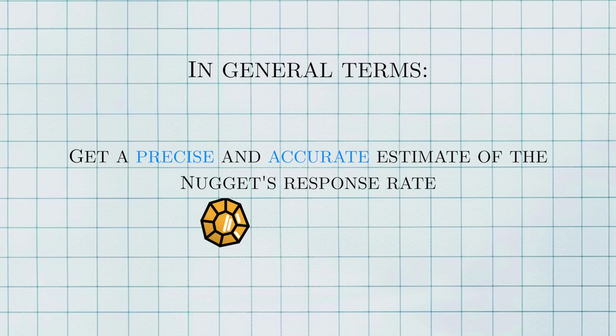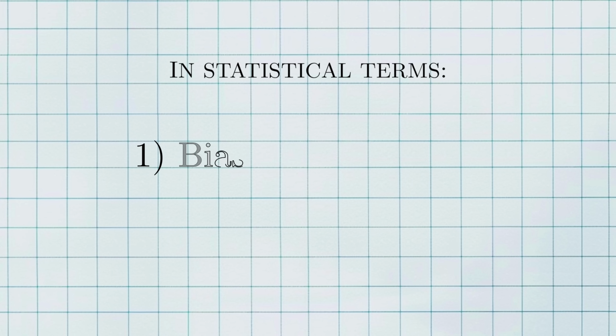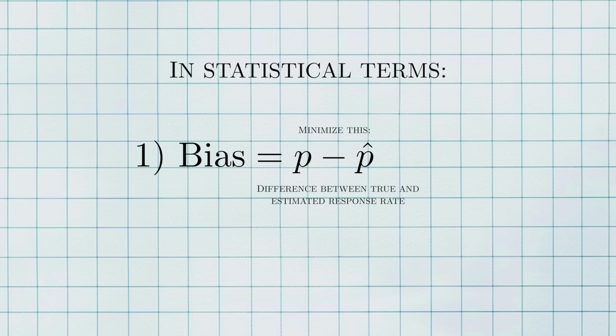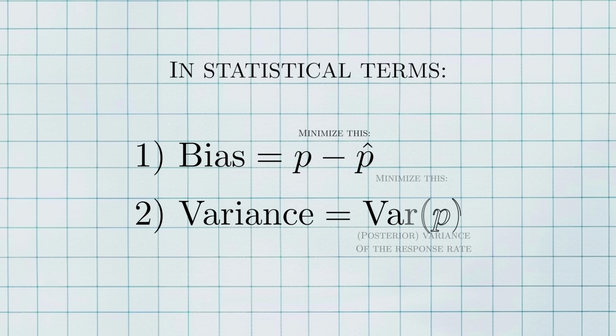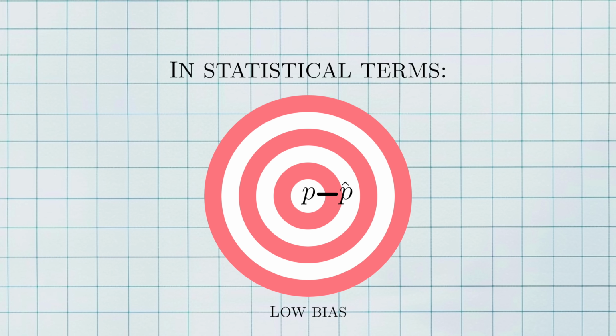So the goal of the analysis is to get a precise and accurate estimate of the response rate for the nugget. In statistical terms, we want an estimate that has 1. Low bias, and 2. Minimal variance. Low bias means that our estimate for the response rate should be pretty close to the true efficacy of the treatment, and low variance means that our interval estimates will be as small as possible.